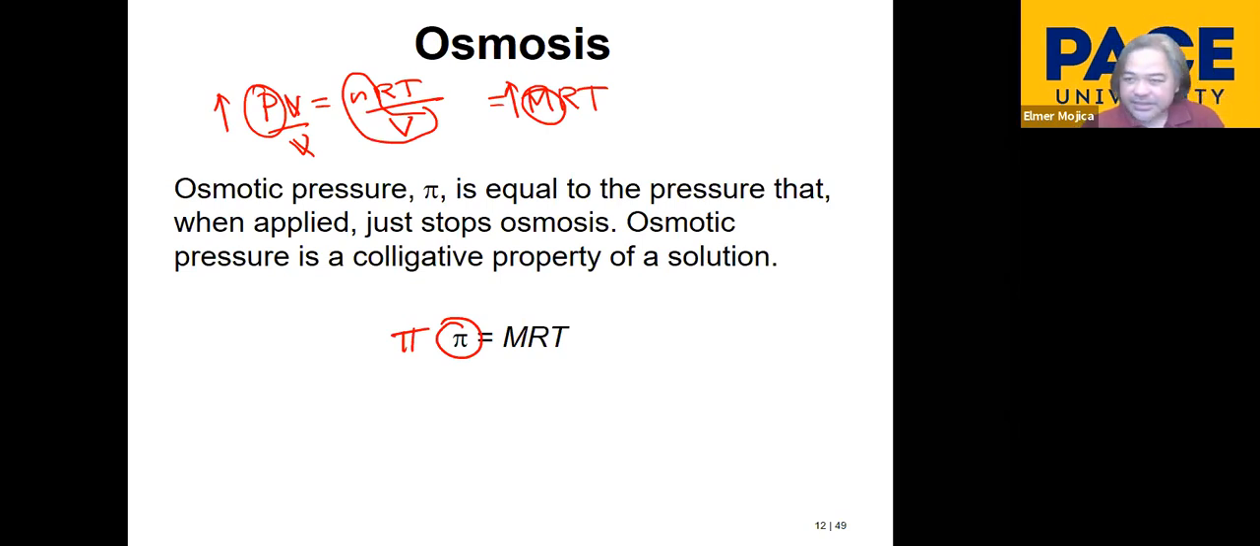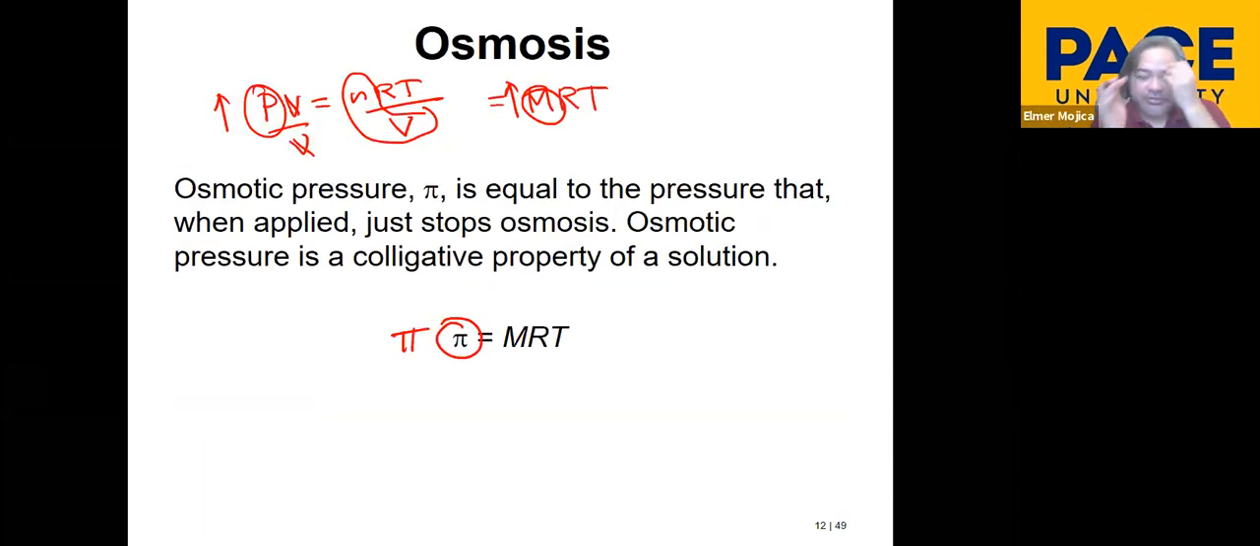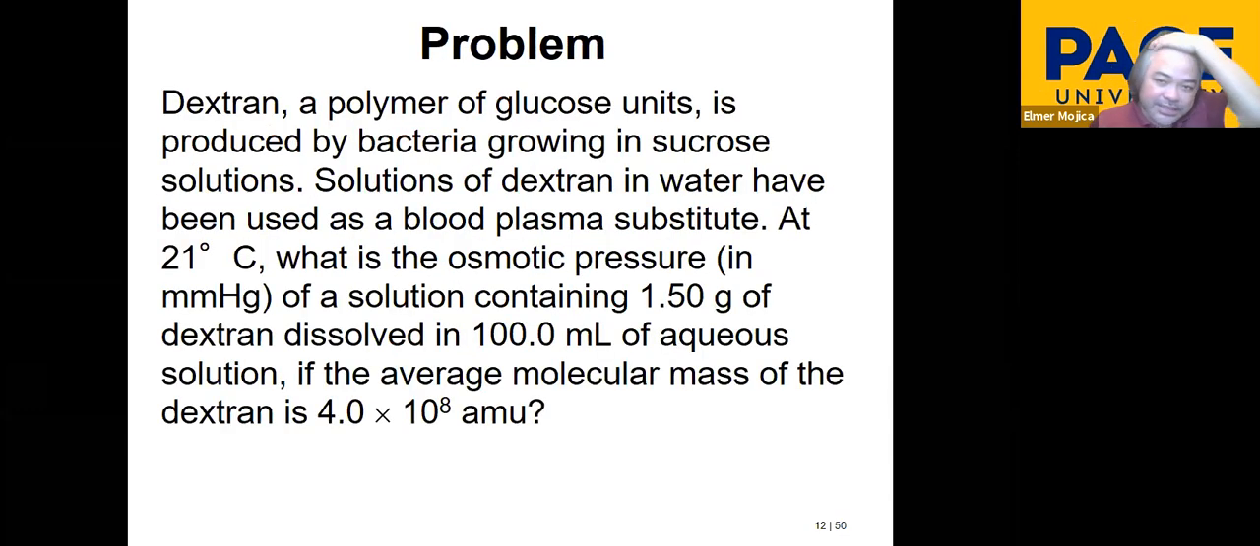So there is a direct relationship between the amount of the solute and the colligative property of osmosis. Okay? So how are we going to apply this one? Usually you apply this in big molecules like this one, dextran, which are used as what we call blood plasma substitute.